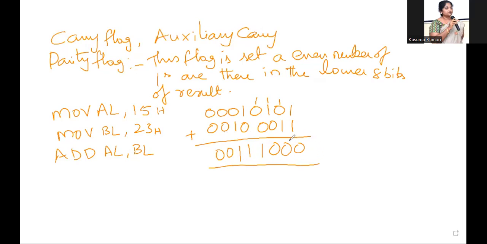In this 8-bit result, the number of ones is odd. The number of ones is 3, that means an odd number of ones are there. So because of that odd number of ones, the parity flag is reset. In this case, the parity flag is reset. Likewise, the parity flag.